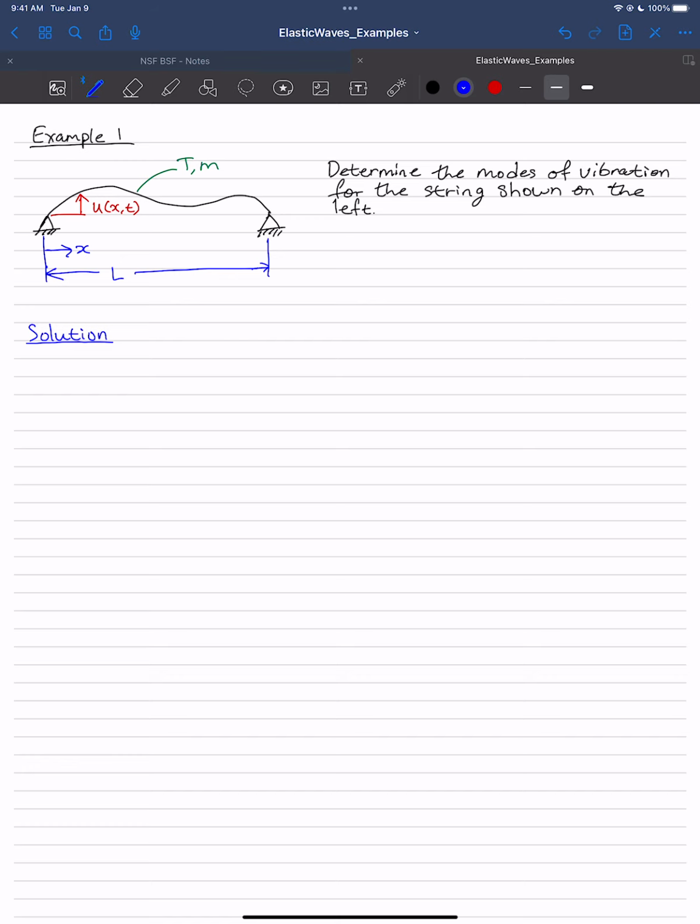So just a quick note, the modes of vibration have two things. First they have natural frequencies, which are the square root of the eigenvalues. So if you hear the term eigenvalues, you should know that they are the natural frequencies squared.